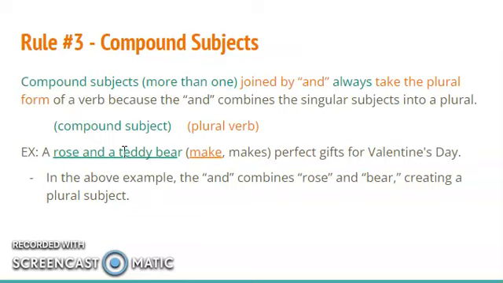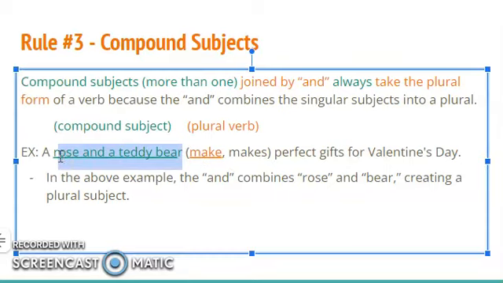So right here we have the singular subject rose and the singular subject teddy bear. But if we read this sentence, a rose and a teddy bear make, okay? So now we're talking about multiple. Even though rose and teddy bear are both singular, we would have make, the plural verb, perfect gifts for Valentine's Day, okay? So, like I said, and combines rose and bear, thus making it plural.